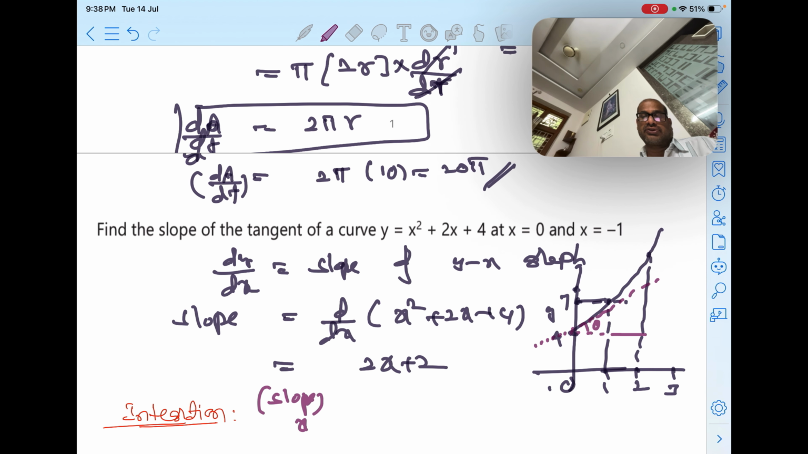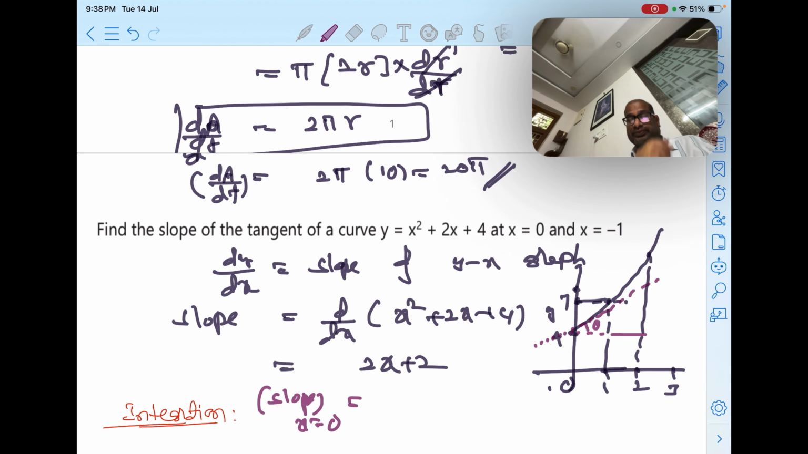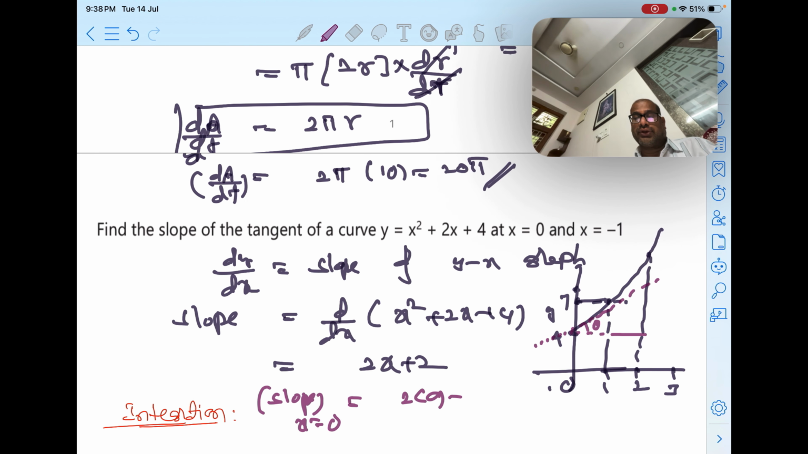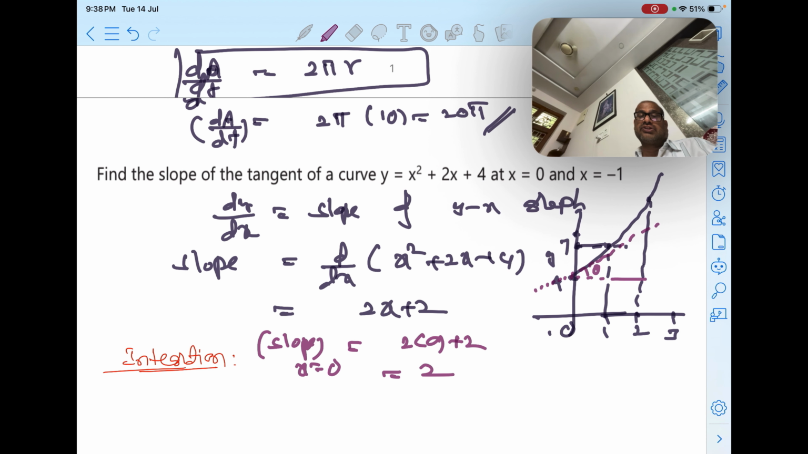So how much is the slope at x equal to 0? It is 2 into 0 plus 2, which is equal to 2. The slope value, to find the slope of the curve, is tan theta. Tan theta is equal to 2. Now put the slope at x is equal to minus 1.